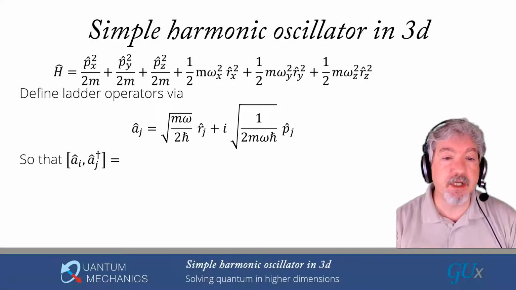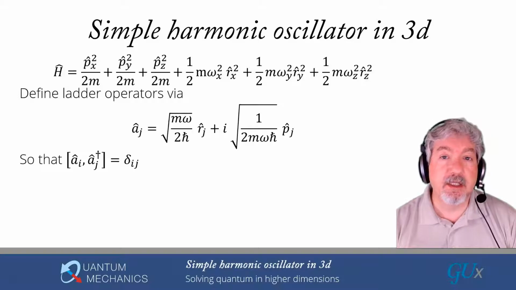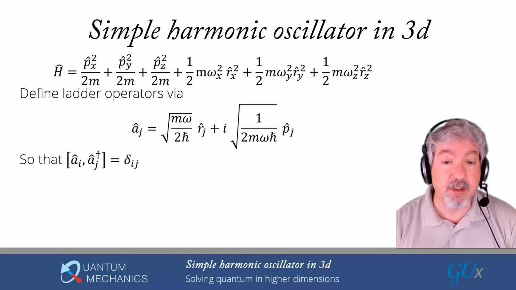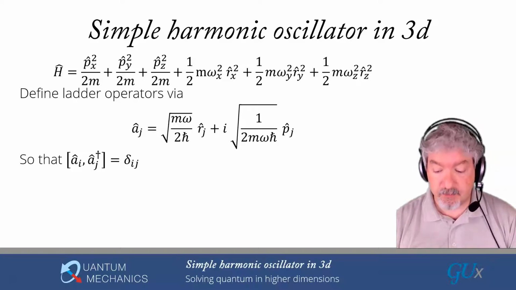Now, we know the commutation relation between these two different ladder operators. If they're in the same direction, that commutation relation is 1. If they're in different directions, it's 0 because all the operators commute when they're in different directions.